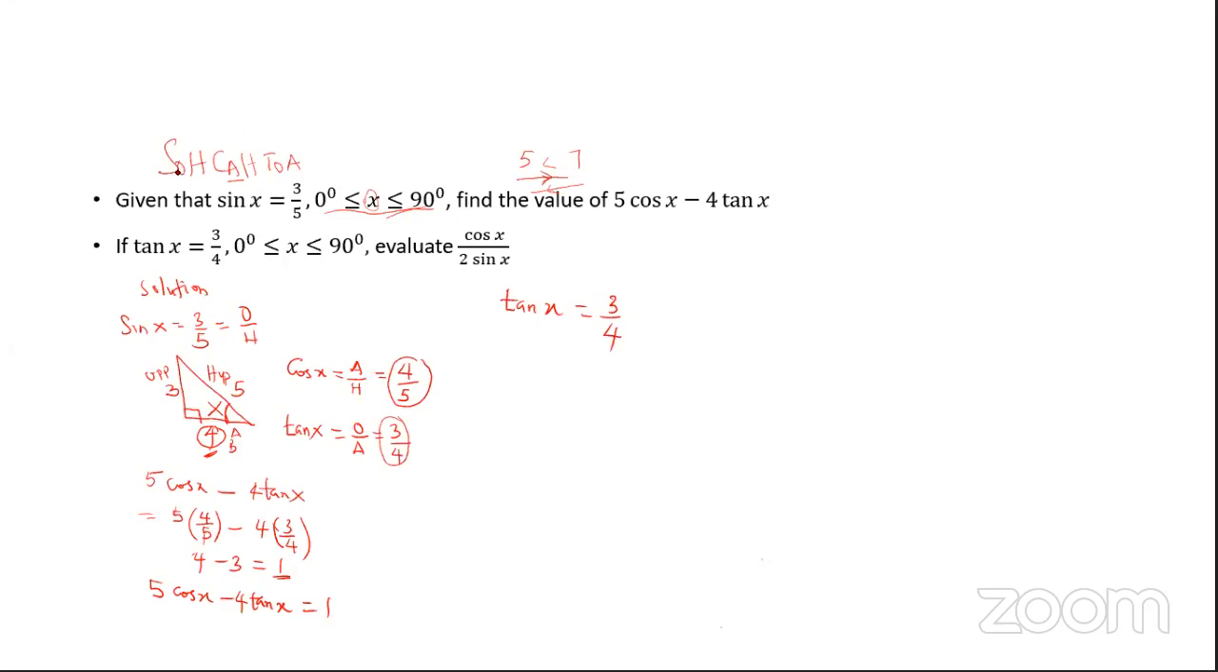So you go back to the mnemonics. The mnemonics for tan is what? TOA. That's what? Opposite over adjacent. So what is our opposite? So it means we can actually say that what?